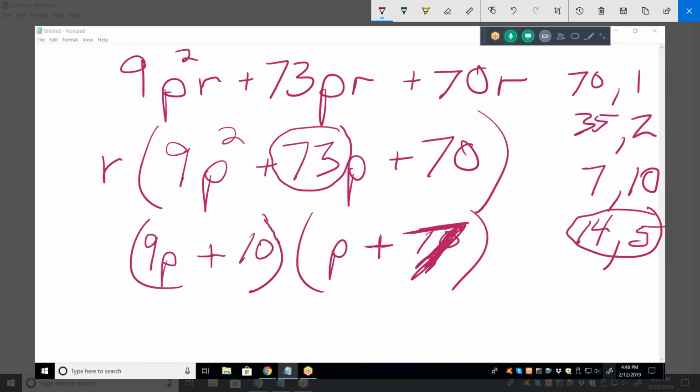And that's the way you have to do these. Oh, I forgot to bring my r. If you leave that r out, you'll lose points. In other words, this is the final answer.